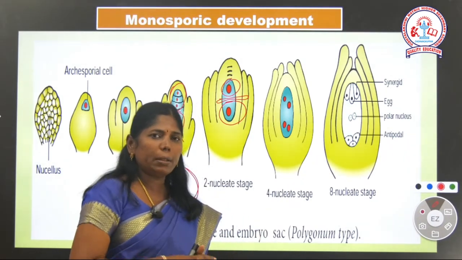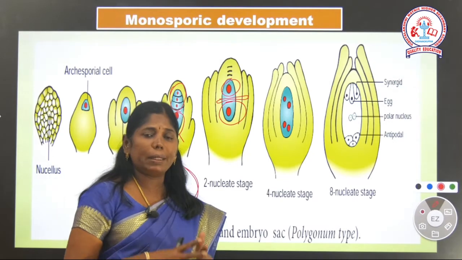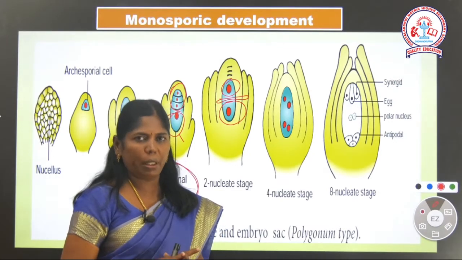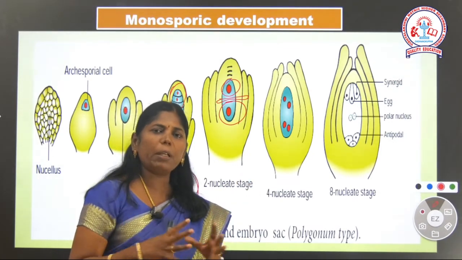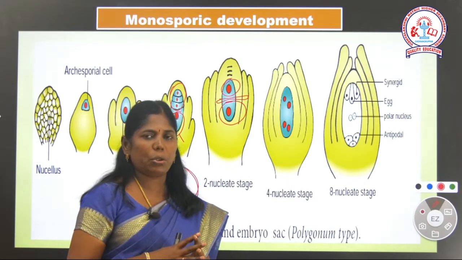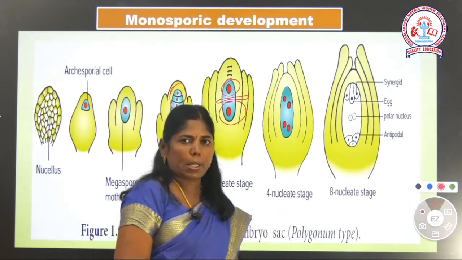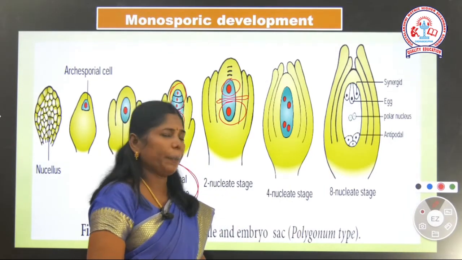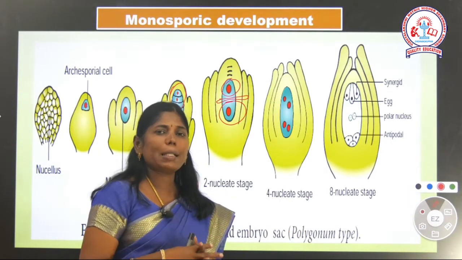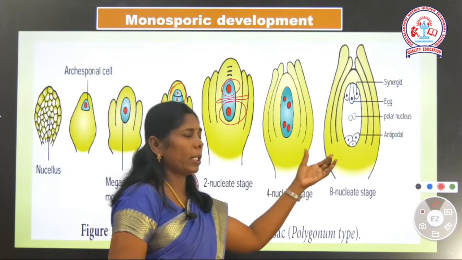A very important thing: cell wall formation does not follow the nuclear divisions. All the cells should be formed, and finally the cell wall formation should occur here. All the 8 nuclei are free in the cytoplasm, and this is followed by the cellular organization of the embryo sac.